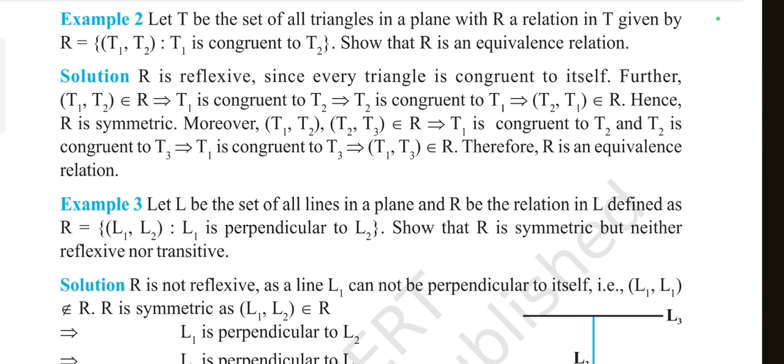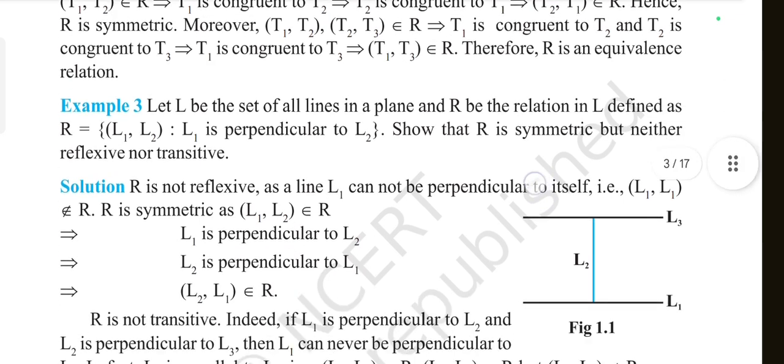Here, first, R is reflexive since every triangle is congruent to itself. Further, (T1, T2) belongs to R and T1 is congruent to T2 implies that T2 is congruent to T1. That's why (T2, T1) belongs to R, hence R is symmetric. Moreover, (T1, T2) and (T2, T3) belong to R implies that T1 is congruent to T2 and T2 is congruent to T3, implies that T1 is congruent to T3. Hence (T1, T3) belongs to R. Therefore, R is an equivalence relation.